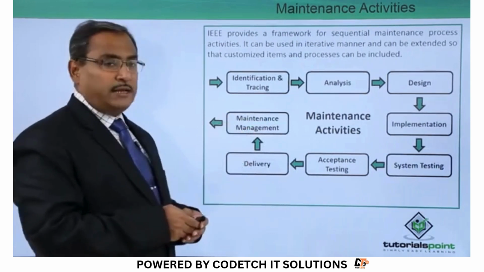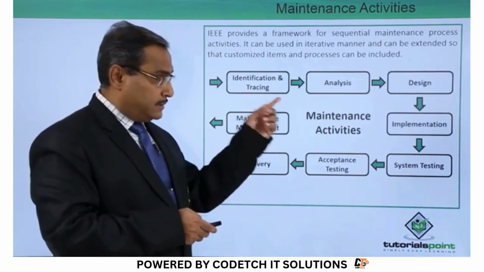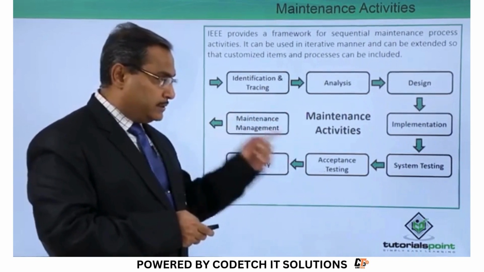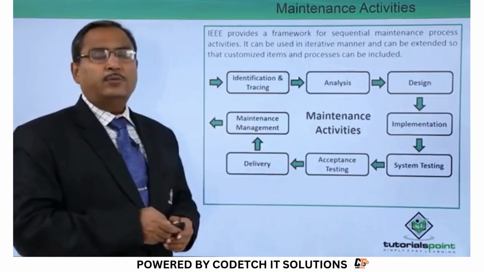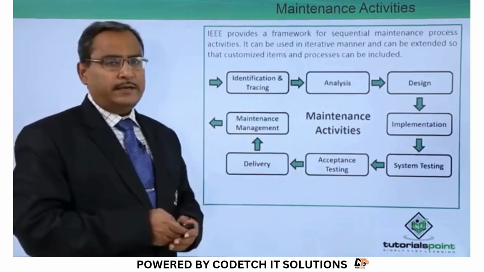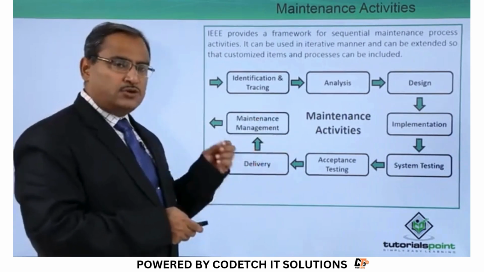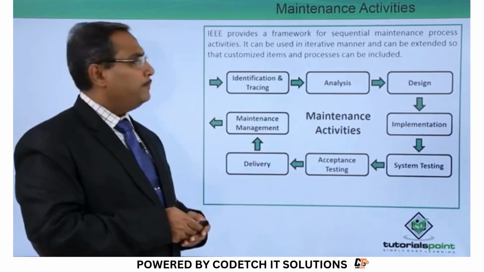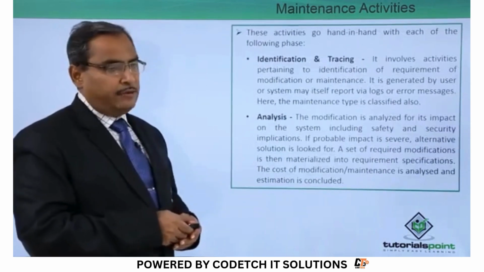Identification and tracing. The next one is analysis, then design, implementation, system testing, acceptance testing, and then delivery, and we shall have maintenance management next. So these are the different phases. Let us discuss them one by one. At first we are starting with identification and tracing.